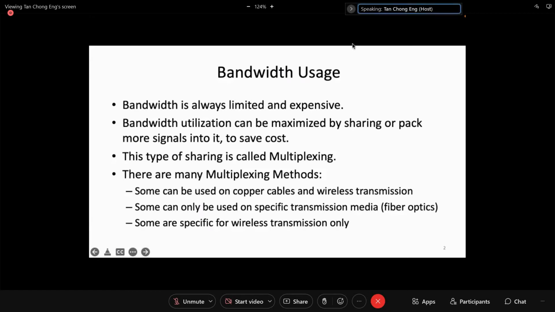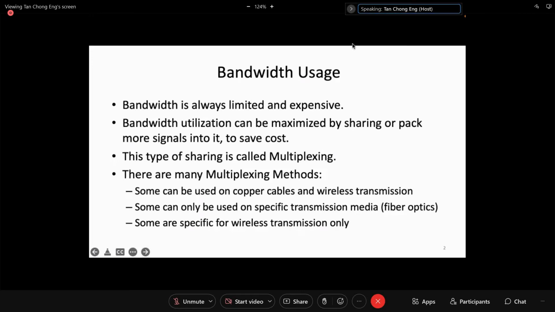We have bandwidth, and as we all know, we have a lot of users in our network. We would like to share and optimize the use of the cable so that we don't waste the number of cables. If you still remember the mesh topology, everyone has to establish a physical connection to all the other machines in the network, which is not efficient at all. So we need to share.